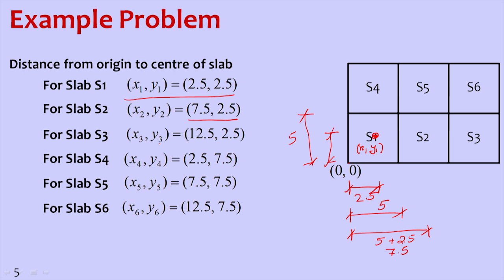Similarly, for x3 and y3, this is the distance. So, this will be 5 plus 5 is 10, 10 plus 2.5 which is coming around 12.5. So, this is slab 3, and similarly we calculate for slab 4, where we have a different y value which is increasing from 5 to 7.5. This is again 2.5, so all put together will give around 7.5. So, 2.5 and 7.5, and this location will be 7.5 and 7.5. This one will be at 12.5 and 7.5.